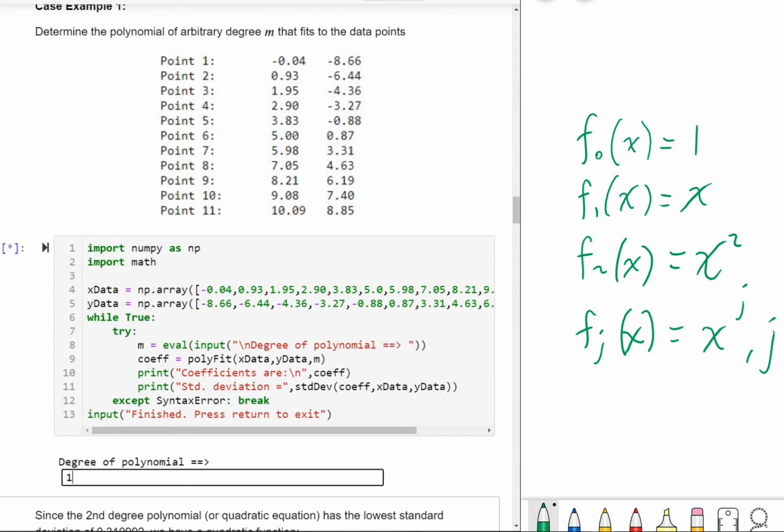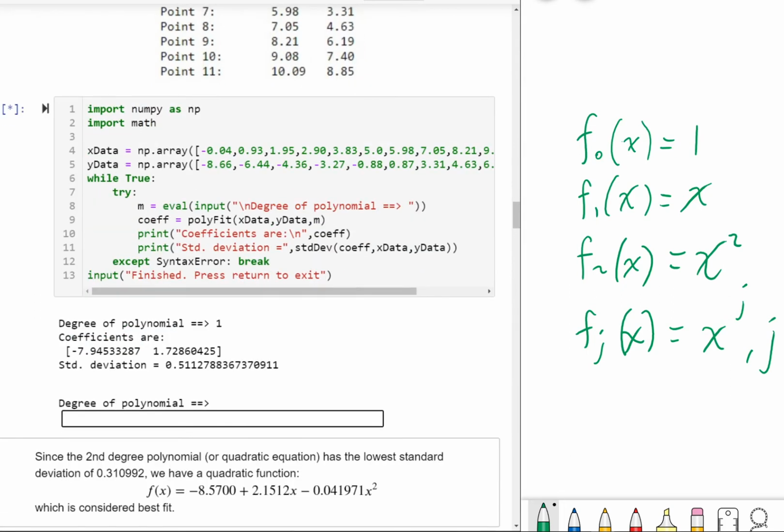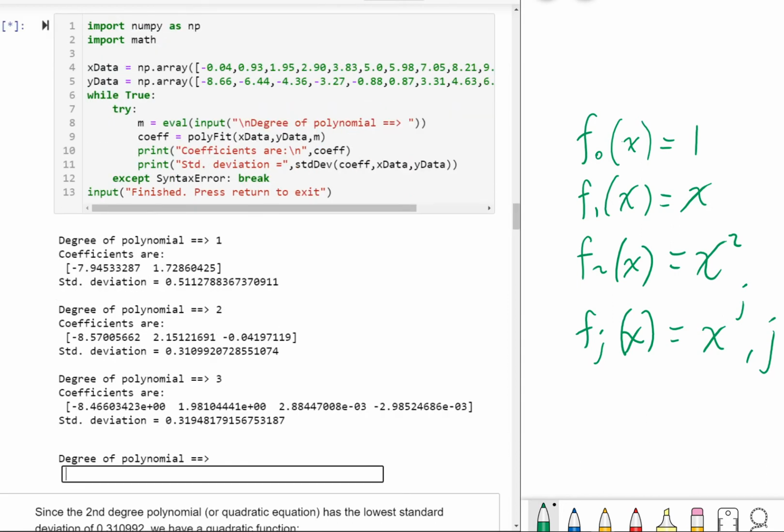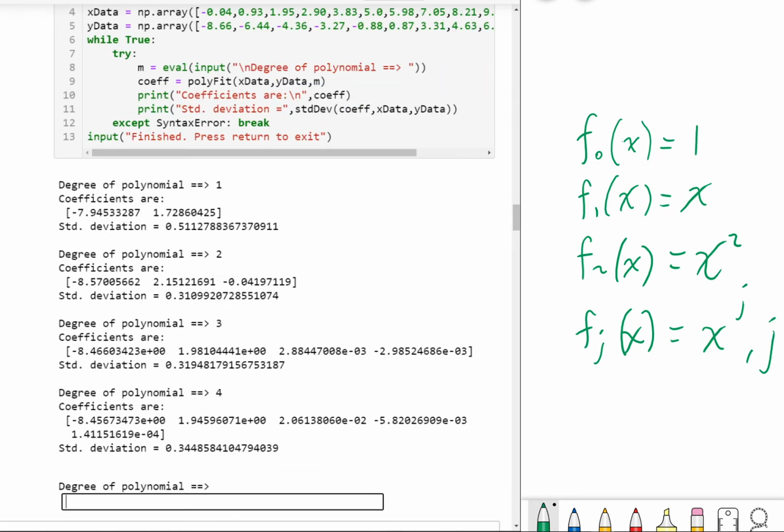Okay, we'll look at the polynomial linear. So the standard deviation of the linear equation is 0.511. How about the second degree? 0.31. How about the third? Also 0.319. And then let's try the fourth degree. Okay, so you have 0.34.